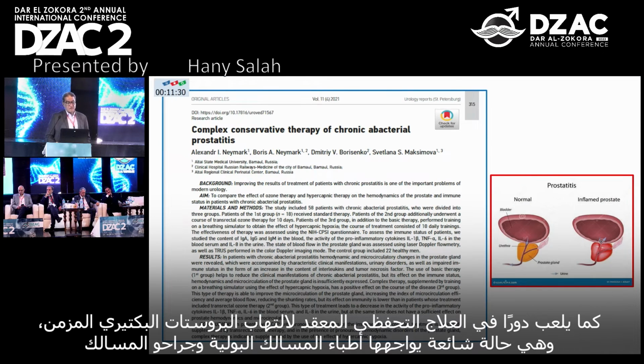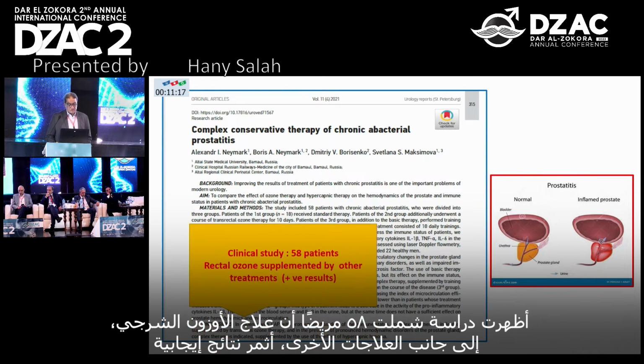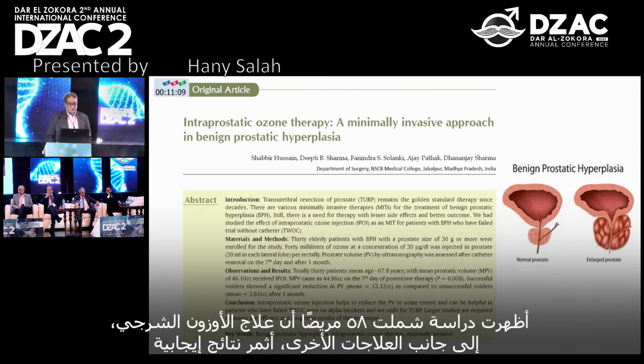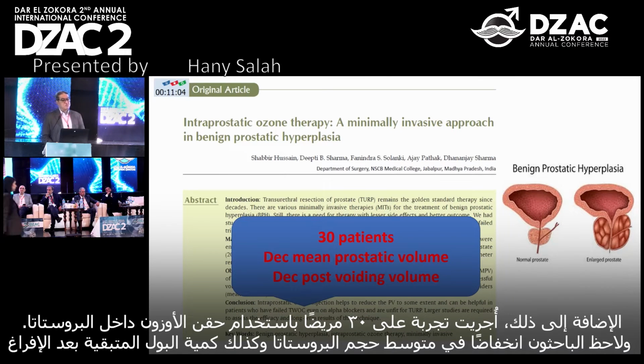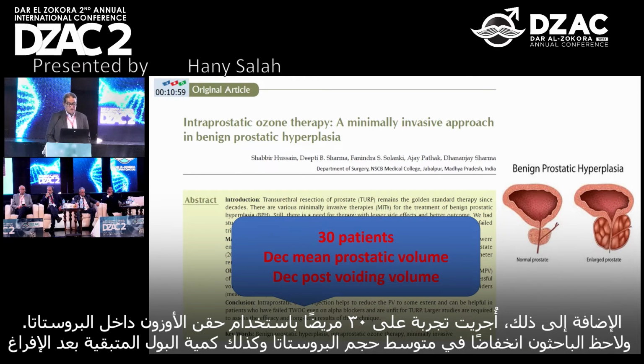Complex conservative therapy of chronic abacterial prostatitis, which is a common case faced by urologists and neurosurgery, also showed in a study on 58 patients that rectal ozone supplemented other treatments with positive results. Also, there was a trial of local intraprostatic ozone therapy injection on 30 patients, with a decrease in the mean prostatic volume and a decrease in the post-voiding volume.